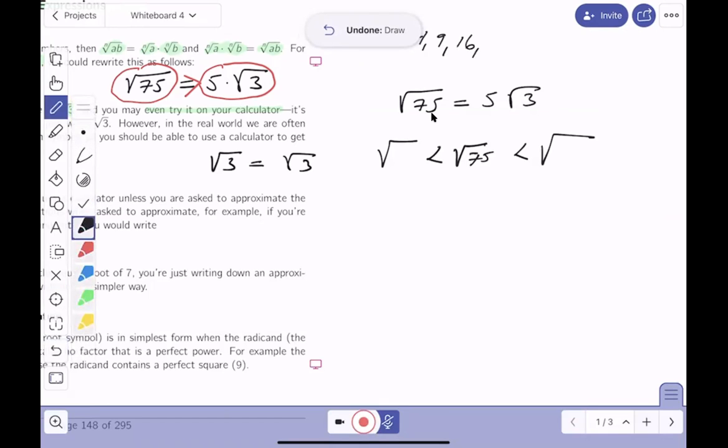25. Let's see, 2 squared, 3 squared, 4 squared, 5 squared, 6 squared is 36, 7 squared is 49. Let's see, 8 squared is 64, 9 squared is 81. So I'm going to say 75 is definitely between those two numbers there, which is 64 and 81.